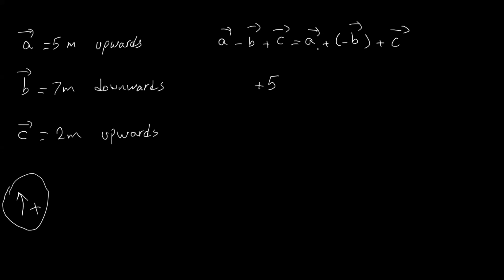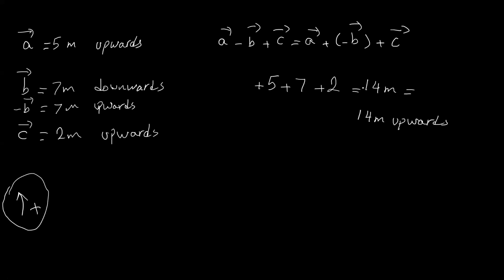And then I want to add B. A minus B is like A plus minus B. If B is 7 meters downward, it means minus B is same size, just opposite direction. So it's 7 meters upwards. So it means again minus B actually is positive because it's upward. And then plus, and C is 2 meters and it's upward. So again, it's positive. So the answer actually is 14 meters. And as it's positive, I write 14 meters upwards. Or I can write plus, that shows that the direction is upwards.